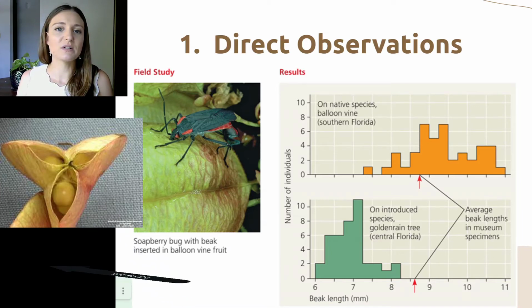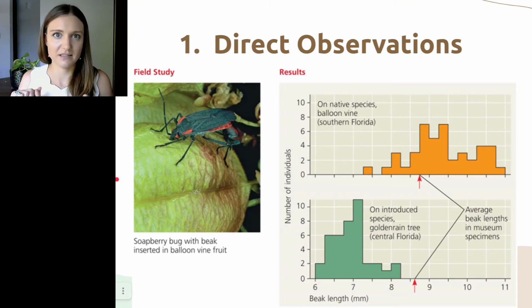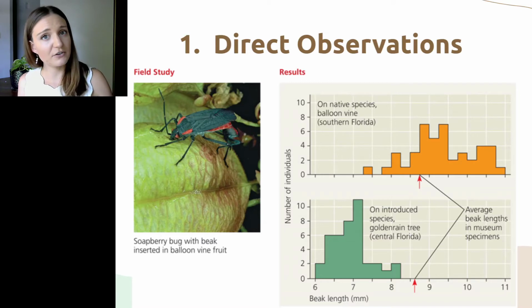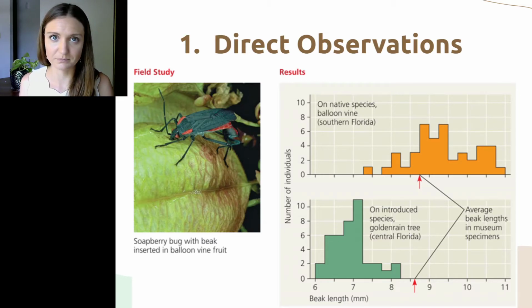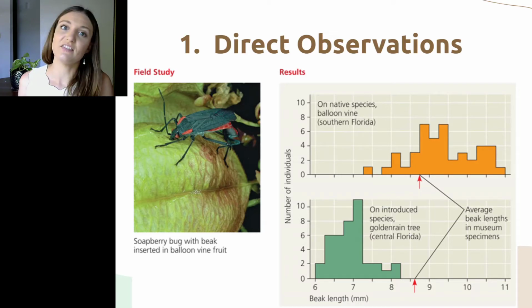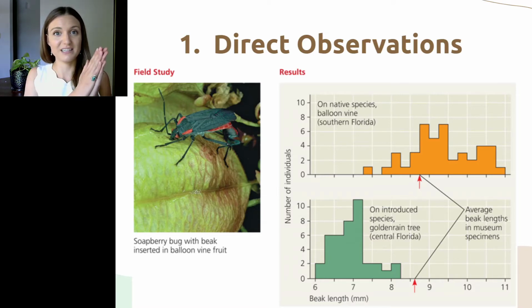So this kind of set up a natural experiment for these scientists. We have one group that is still living in a very similar environment to its ancestors. We have another group of this species that's living in an environment that's different than its ancestors. And there were museum specimens of these insects which they could use to get a starting point.